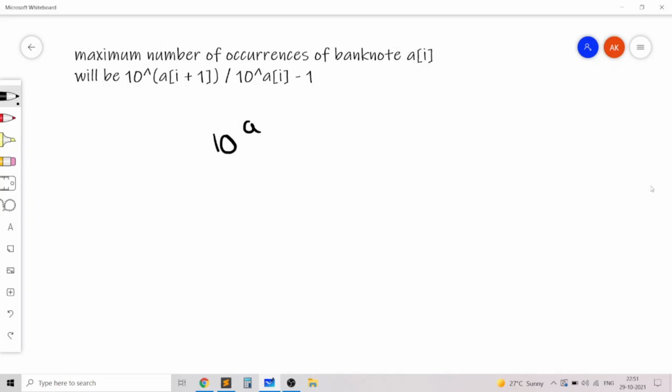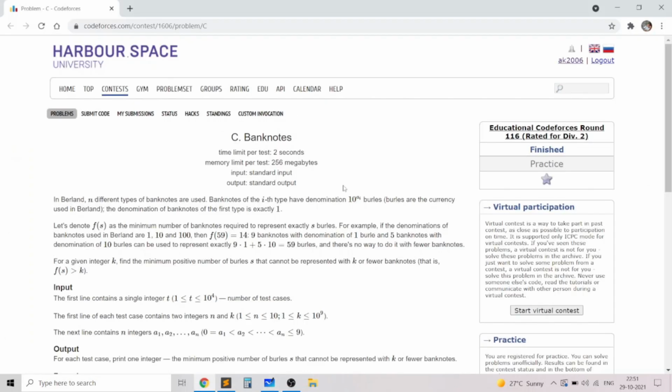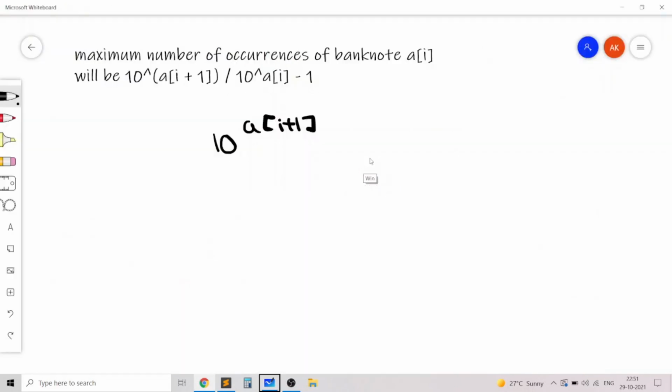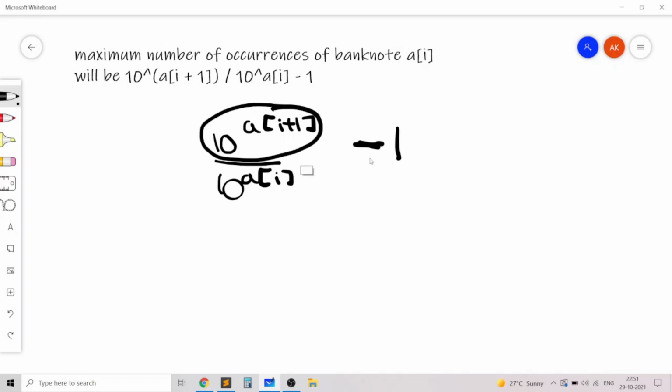So note that 10 to the power of ai plus 1 will basically give us the denomination of the ai plus 1th banknote, and if we divide that by 10 to the power of ai, then that will give us the quantity which we must multiply 10 to the power of ai by to get the next banknote. We can use one less than that quantity, because if we use that much then we'll form the next banknote. So that's why we can only use up to that quantity minus 1.